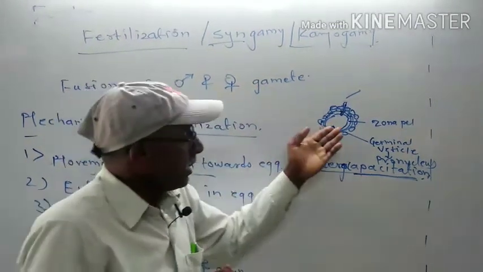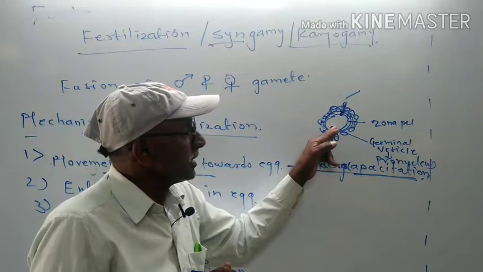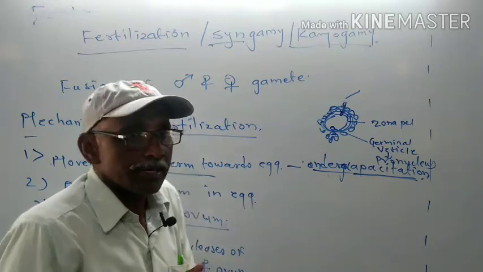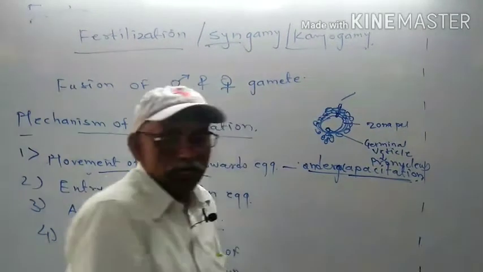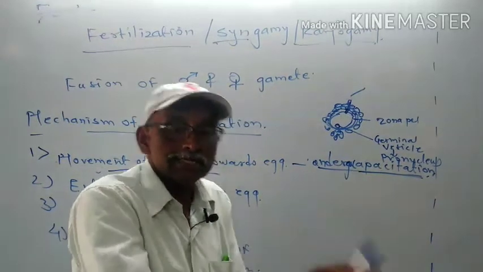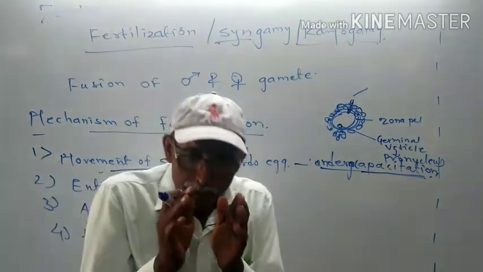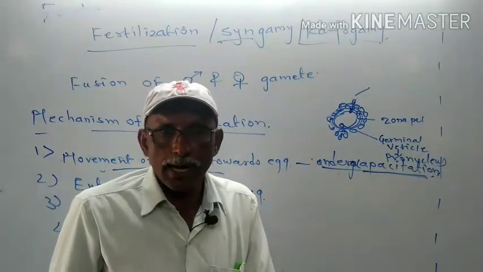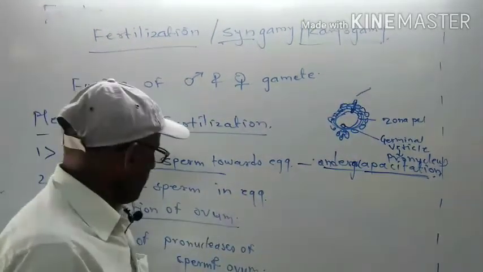And when the sperm head touches the vitelline membrane, what happens? Meiosis second is completed, and from the germinal vesicle a pronucleus is formed, and this is the true ovum structure because meiosis second is completed. Up to the meiosis second arrested stage, that structure is called a secondary oocyte. So there is an activation of ovum.